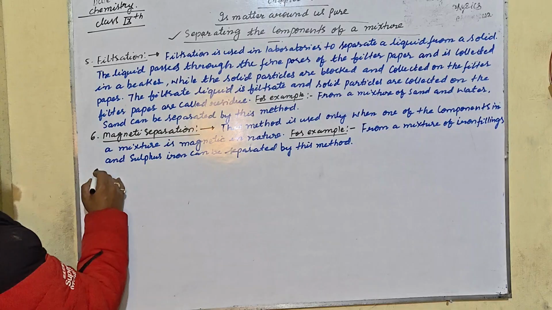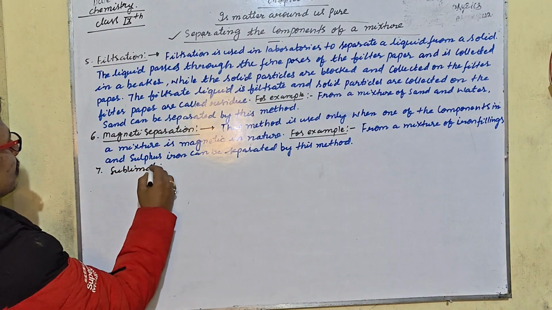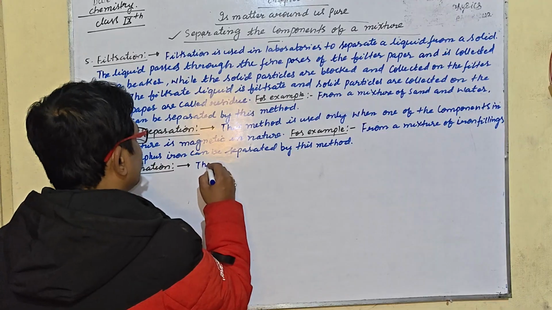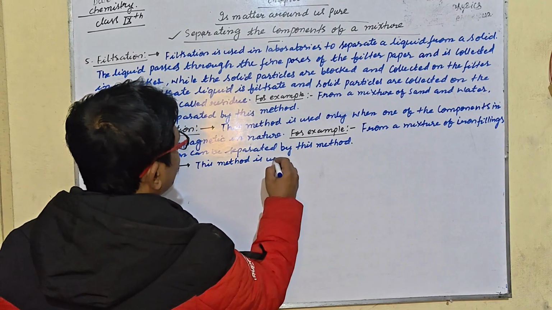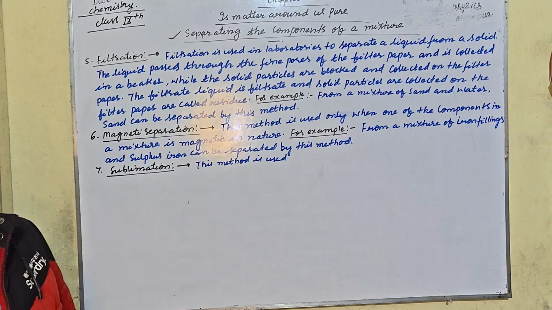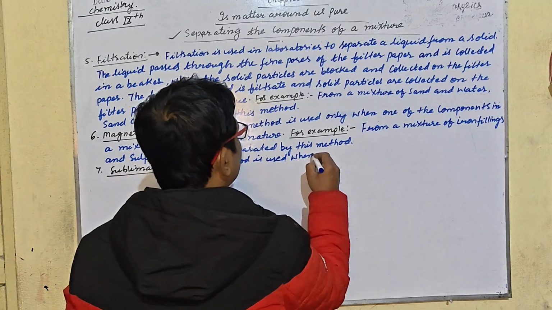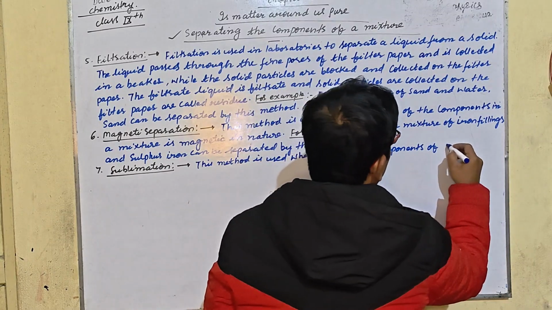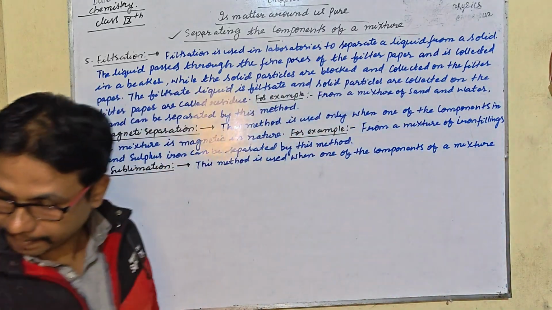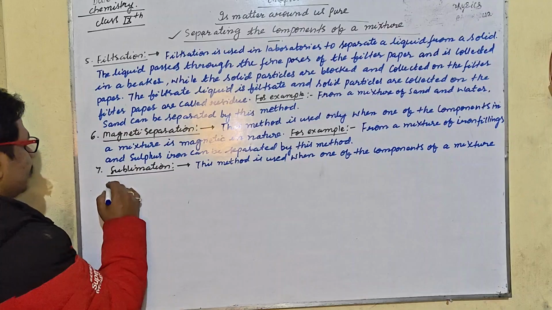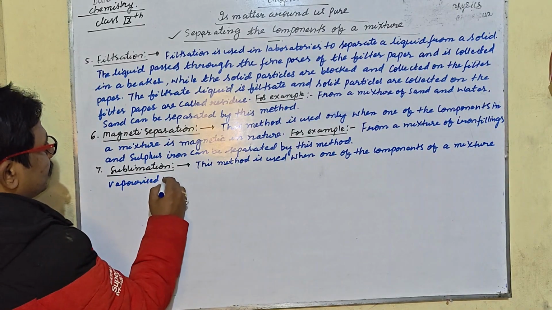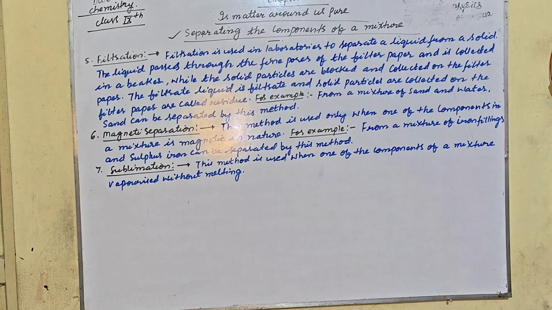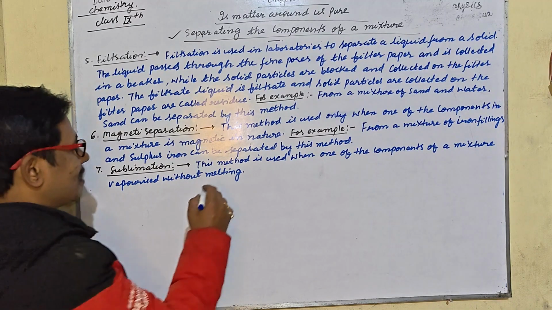Next one is sublimation. This method is used when one of the components of a mixture vaporizes without melting. On cooling, the vaporized component directly changes into solid.